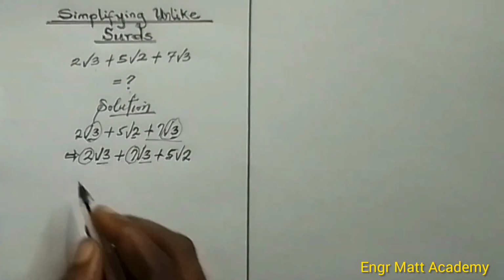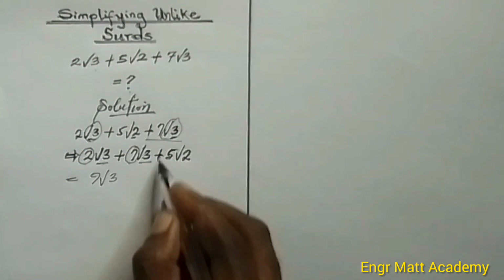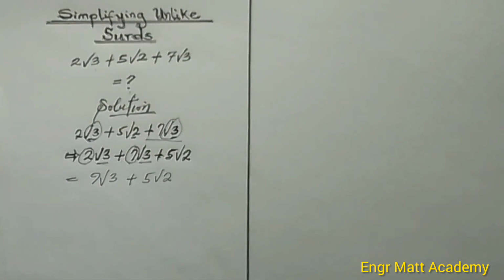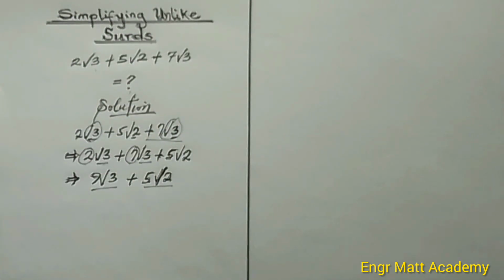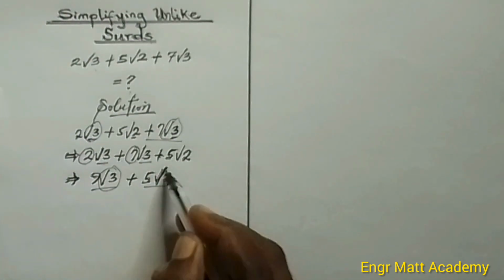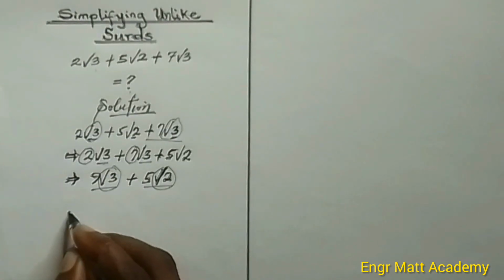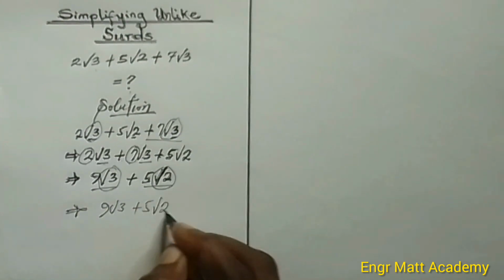2 plus 7 will give us 9. So we have 9 root 3 plus 5 root 2. We are left with 9 root 3 and 5 root 2. Looking at the numbers inside the root, you will notice that we have root 3 here and root 2 here, and these two numbers are not the same. Therefore, we cannot add or simplify them further. So the final answer becomes 9 root 3 plus 5 root 2.